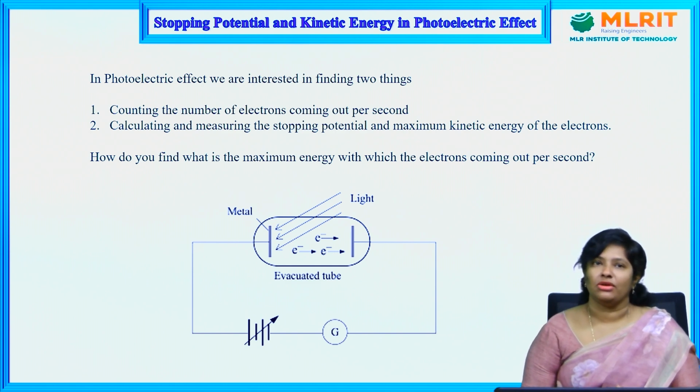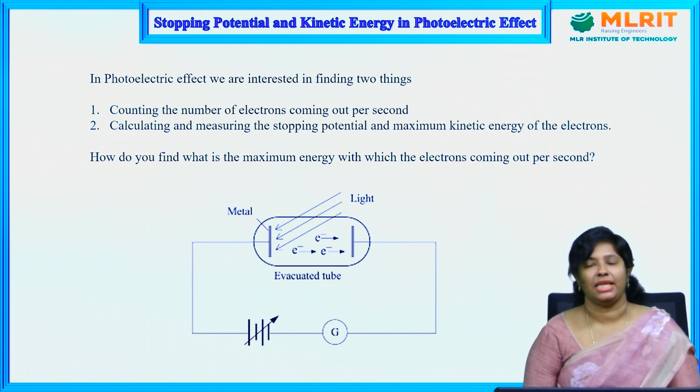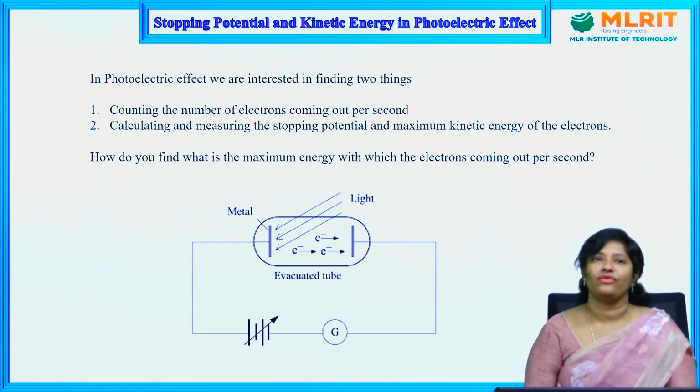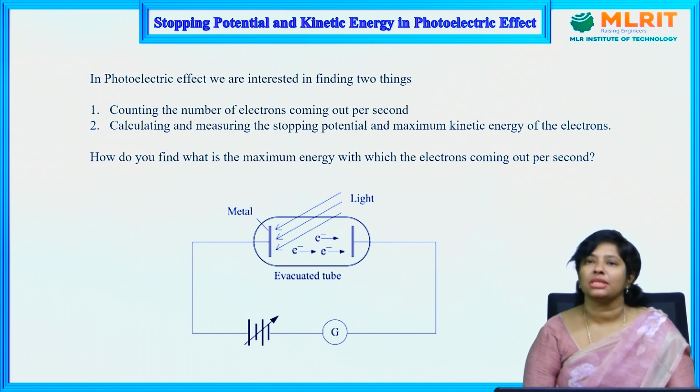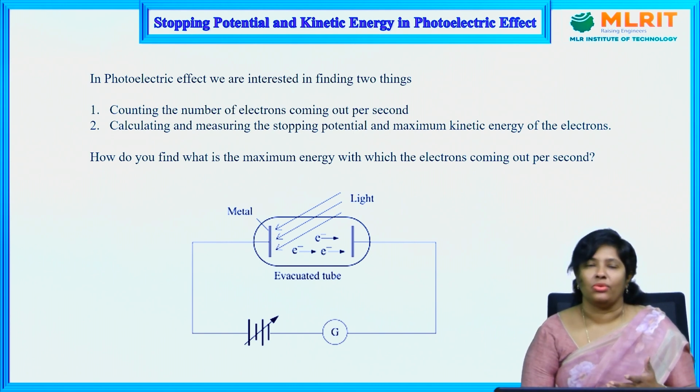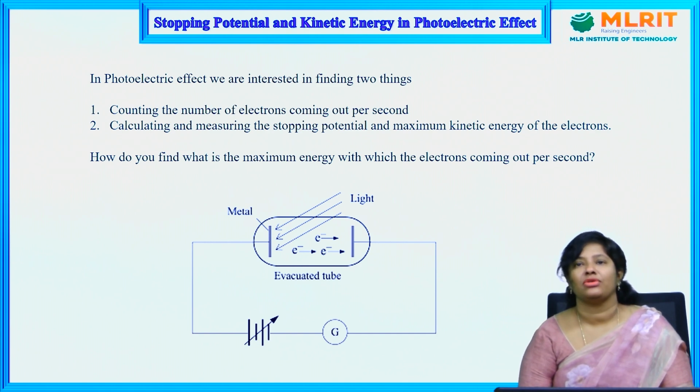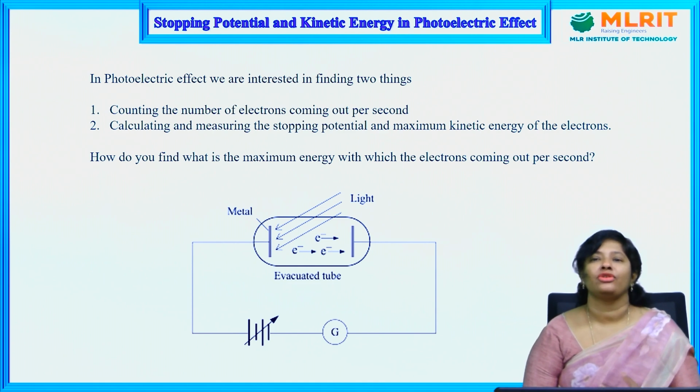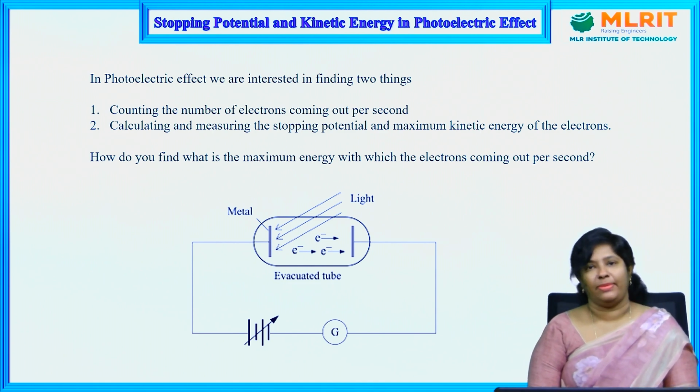We have come across what the photoelectric effect is and the experiment related to it in our previous session. Now, in this session, our interest is to count the number of electrons coming out per second and also to calculate and measure the stopping potential and maximum kinetic energy of the electrons. Now, how do we find the maximum energy with which the electrons come out? For that, let us recap the photoelectric effect experiment setup.